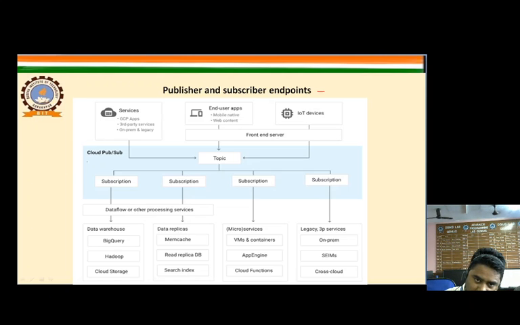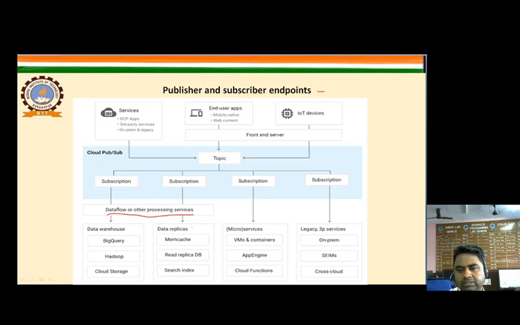So topics can again be divided into subscriptions, and subscriptions go to Dataflow or other processing services. These Dataflow or other processing services, for example, transfer data to a data warehouse. Data warehouse means BigQuery, or with the help of Hadoop or cloud storage. Again, these are data replicas, meaning the same data can be available in more than one place, such as a Memcache, read replica database or search index.